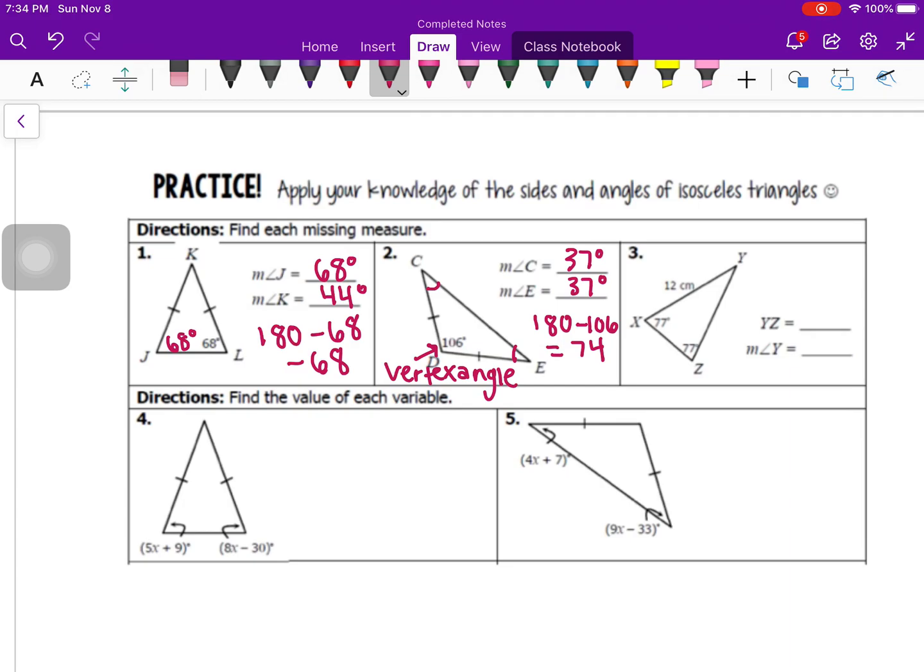In number 3, it is showing that we have base angles congruent, so 77 and 77. That means that the two sides opposite those angles will be congruent. So we know the measure of side YZ will also be 12 centimeters. Again, we want to find the measure of angle Y, which is our vertex angle. We take our triangle angle sum of 180, subtract 77 twice, and we get 26 degrees.